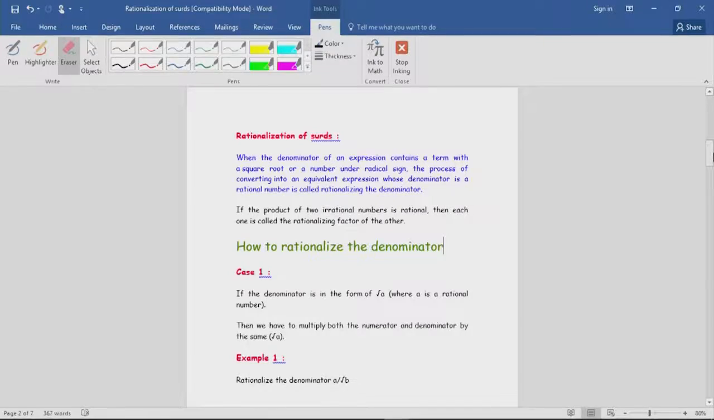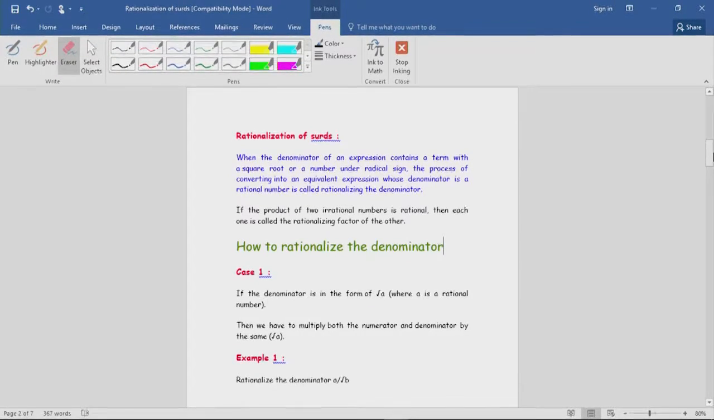Yes, as we are saying, rationalization of surds. What do we mean by rationalization of surds? We say when the denominator of an expression contains a term with a square root. Okay, you remember the denominator is the bottom part of a fraction. We say when it occurs in a way that there is a square root in the denominator, or a number under the radical sign, the process of converting into an equivalent expression whose denominator is a rational number is called rationalization, or rationalizing the denominator.